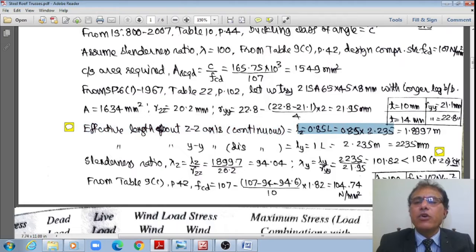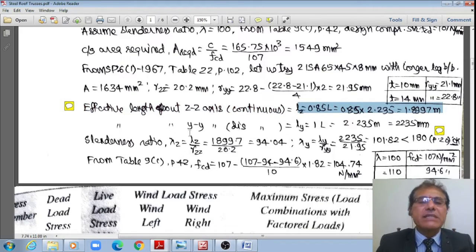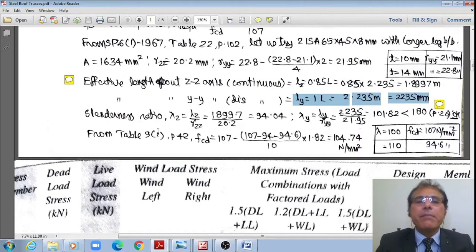Therefore, LZ is equal to 0.85 multiplied by 2.235, which works out to 1.8997. Similarly, for the effective length about the minor axis, the YY axis, this member is discontinuous. Please see, it is discontinuous, right? Therefore, for discontinuity, K is 1. Therefore, LY is equal to 2.235, or say 2235 mm.